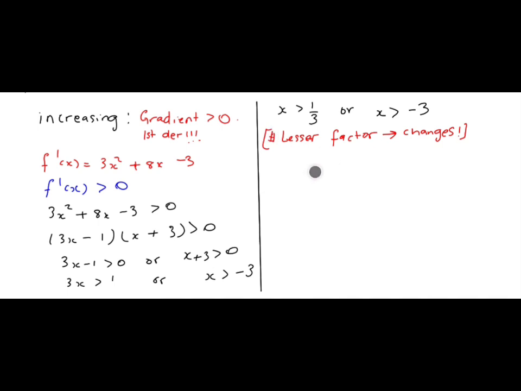So to conclude, x would be either greater than 1 over 3, or less than minus 3, because negative 3 is the lesser factor of the two. So the solution here is x is greater than 1 over 3, or x is less than minus 3. In other words, the function increases from anywhere x is greater than 1 over 3. However, it increases again when x is less than negative 3.